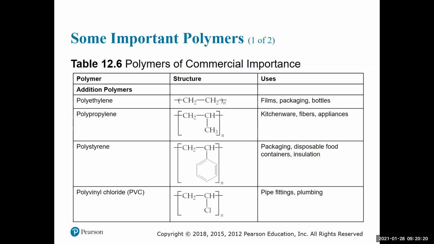The other interesting thing about this table is it tells us on the right-hand side what it's used for. So if we look at the bottom one, polyvinyl chloride, PVC, we see that it's used in pipe fittings and plumbing, whereas we see polyethylene up on top that tells us it's used for films, packaging, and bottles. So which do you think is a stronger polymer, PVC or polyethylene? Just if you had a guess.